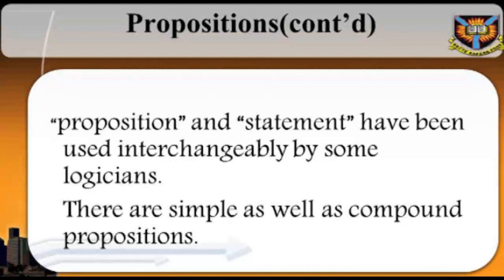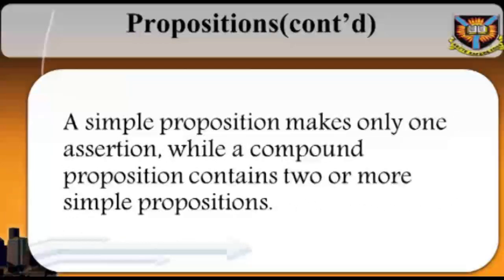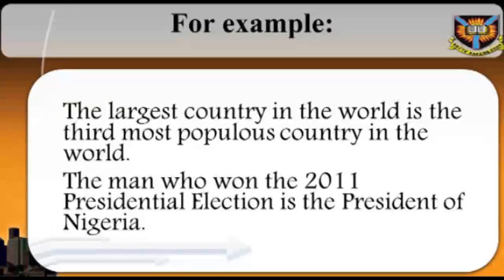There are simple as well as compound propositions. A simple proposition makes only one assertion, while a compound proposition contains two or more simple propositions. In other words, you assert more than one proposition in a compound proposition. For example: One, the largest country in the world is the third most populous country in the world. Two, the man who won the 2011 presidential election is the president of Nigeria.